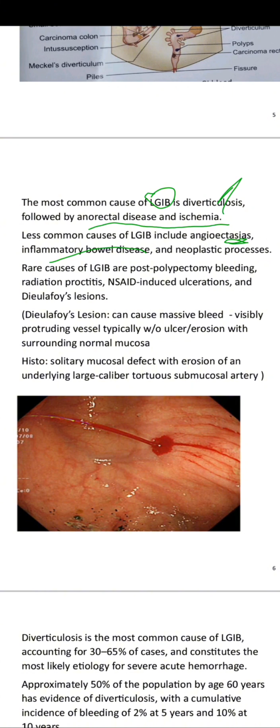Rare causes of lower GI bleeding we should keep in mind are polypectomy or post-polypectomy bleeding. After a colonic resection of polyps, we have to monitor the patient, and this highlights how important it is to take a proper history from the patient. Also radiation proctitis, which has an absolutely different approach and management, and non-steroidal anti-inflammatory drug induced ulceration, which is more prevalent in the upper GI tract, but is also a well-recognized cause of lower GI bleeding.